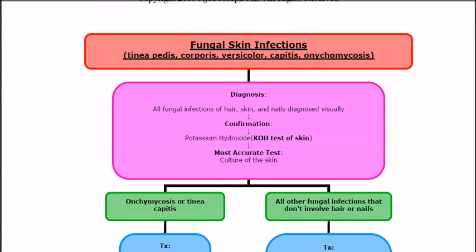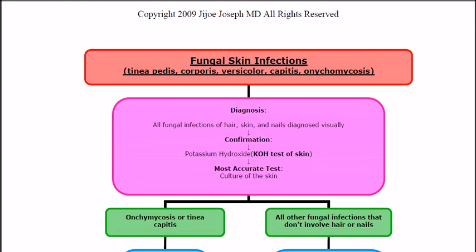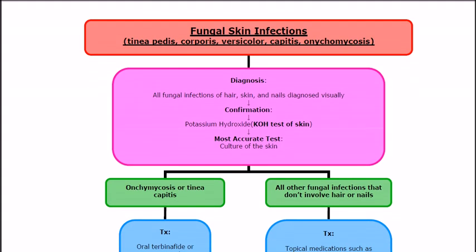So, quick review. Fungal skin infections: pedis, corporis, versicolor, capitis, onychomycosis. How are we going to diagnose them? Visually. Done. Next, how are we going to confirm it? Potassium hydroxide, also known as KOH of the skin. Diagnose visually, confirm with KOH, and most accurate is culture of the skin.